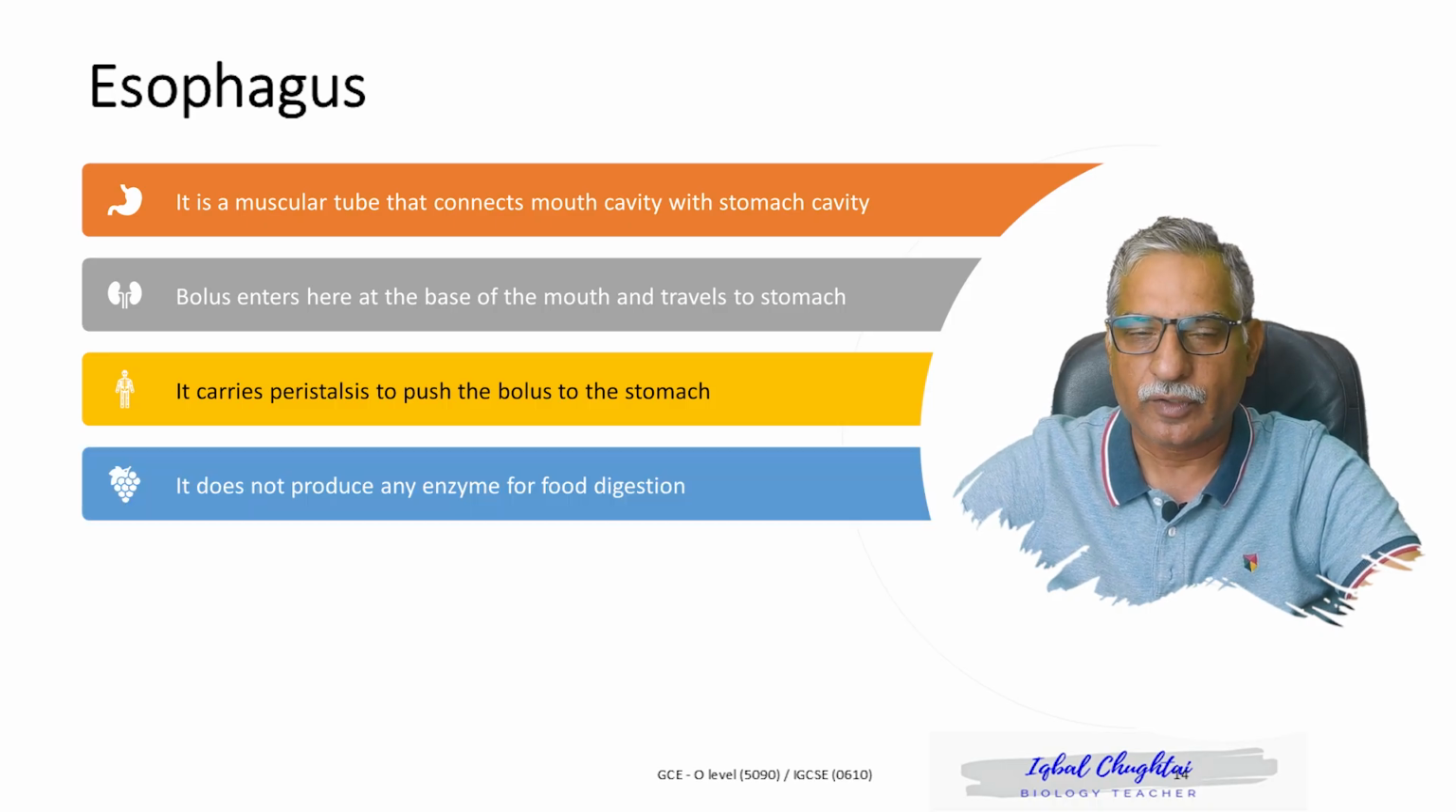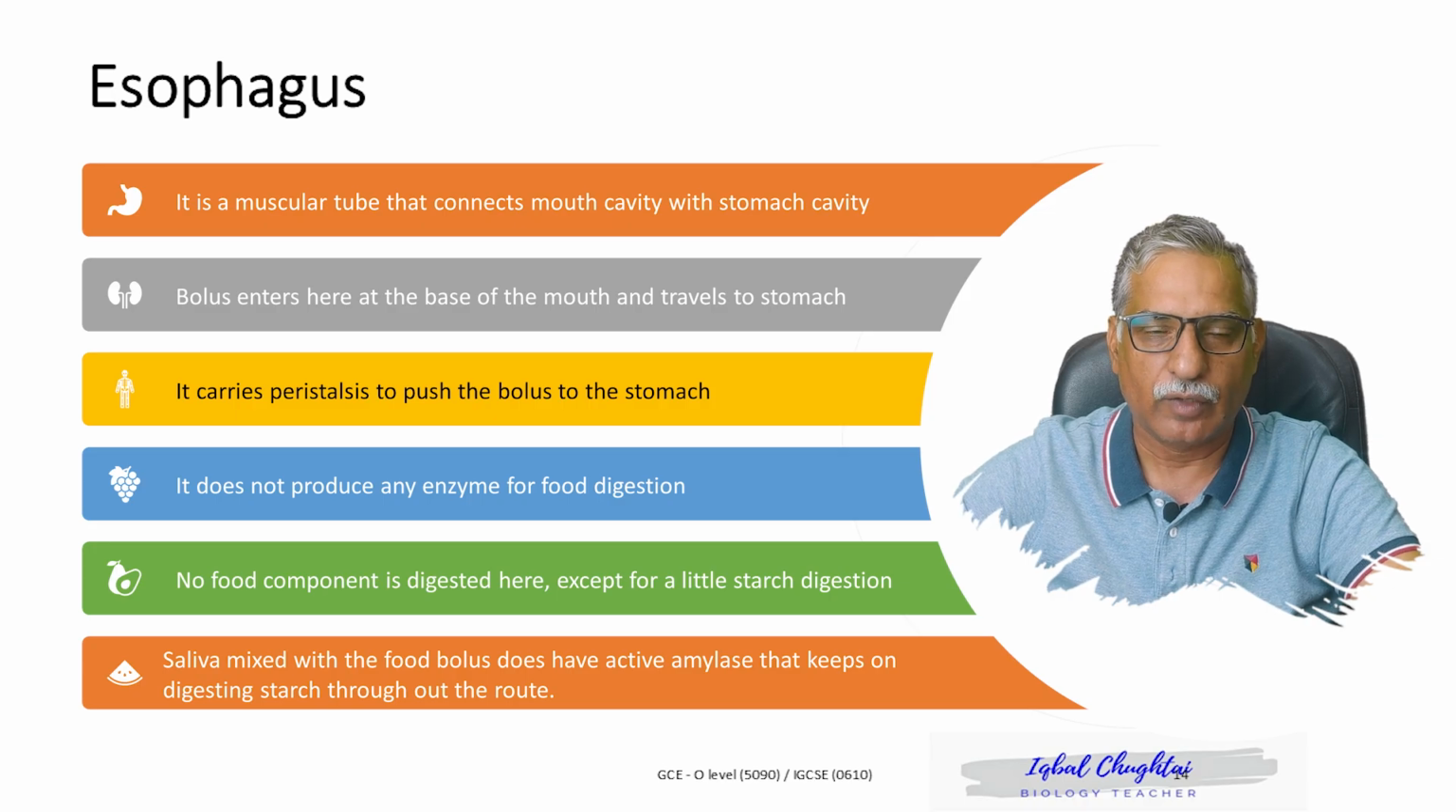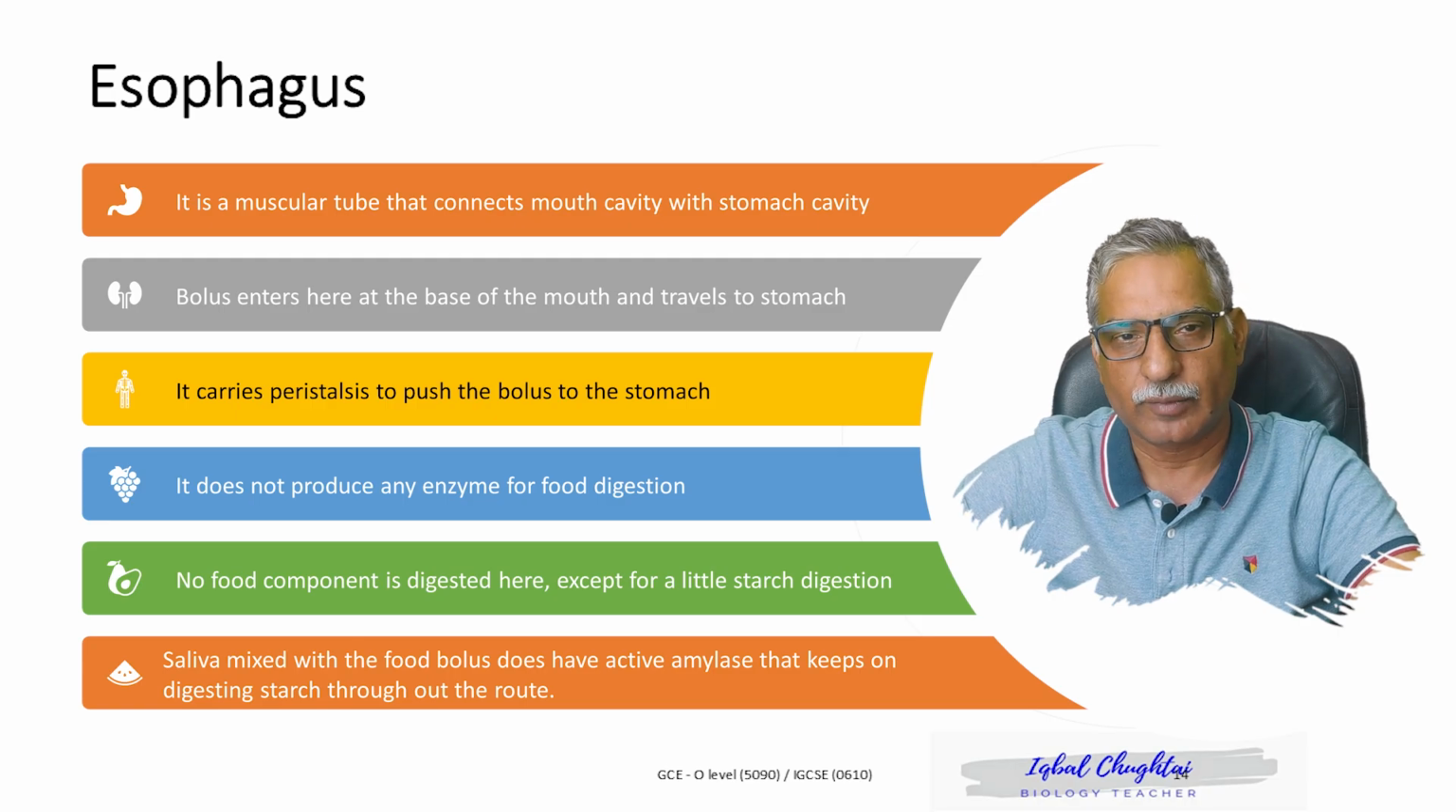Remember one thing, the esophagus does not produce any enzyme that could digest food components. Food contains starch, proteins and fats, and no enzyme is produced in the esophagus that could digest these. But a little starch digestion continues to occur in the esophagus. Why? Because the bolus formed in the mouth also contains saliva mixed in it, and within that saliva there is salivary amylase. That salivary amylase keeps on digesting starch throughout the route as the food travels towards the stomach.